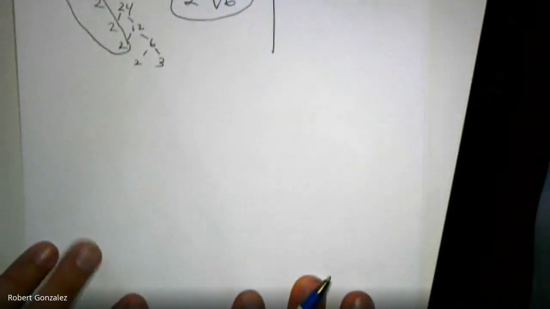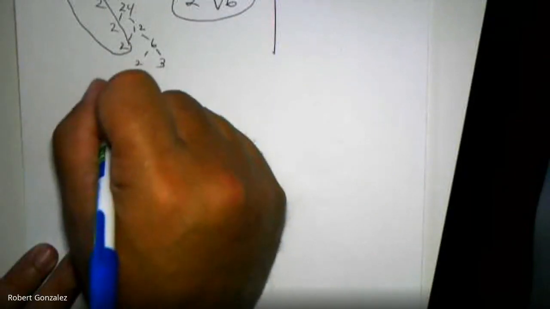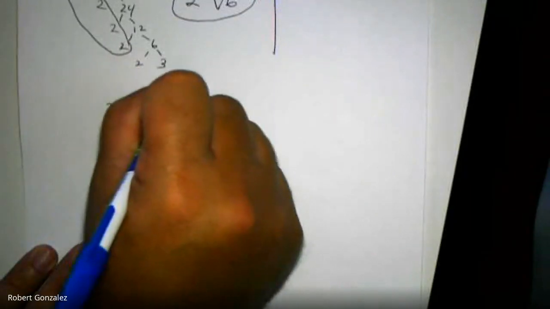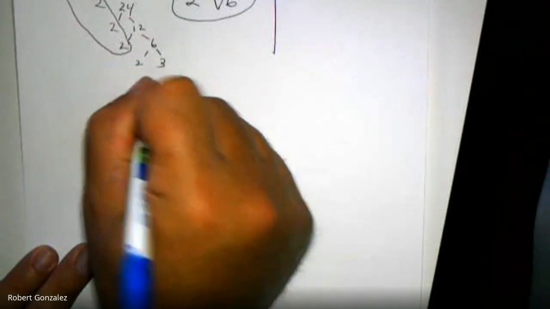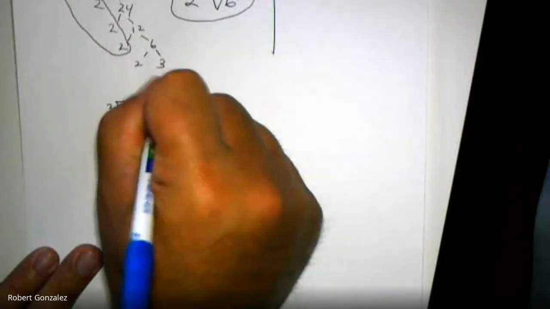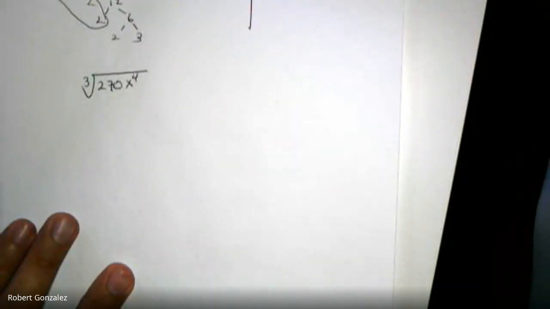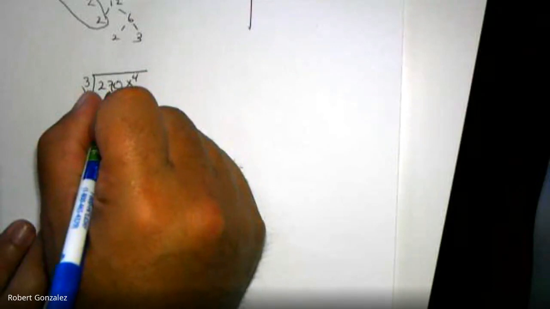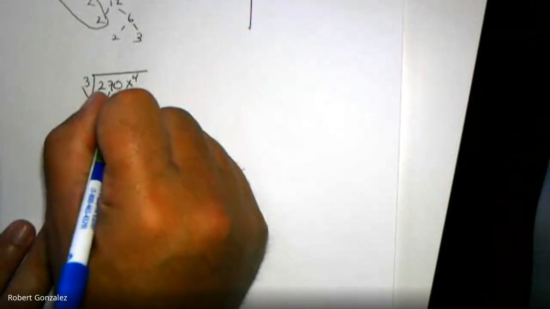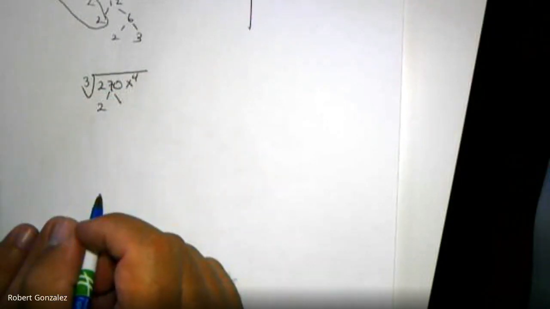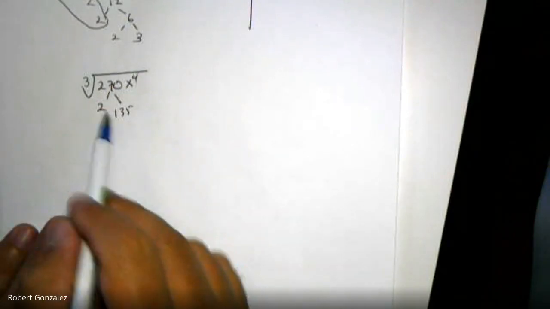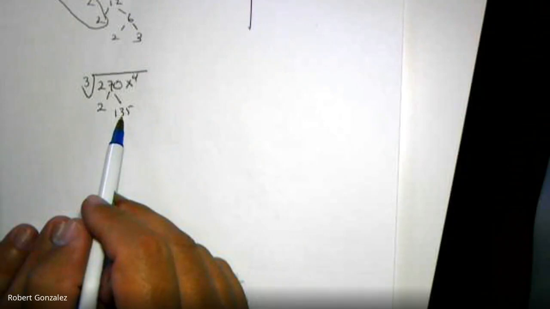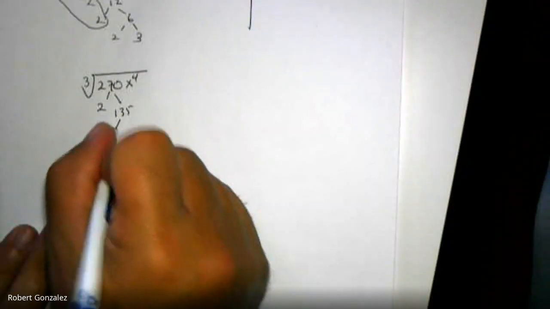Maybe I should do one more. Let's do the third root of 270 x to the 4th. Okay. So let's start doing the factor tree. 2 goes into it how many times? My calculator says 135. Does 2 go into it again? The answer is no. Let's try 3.